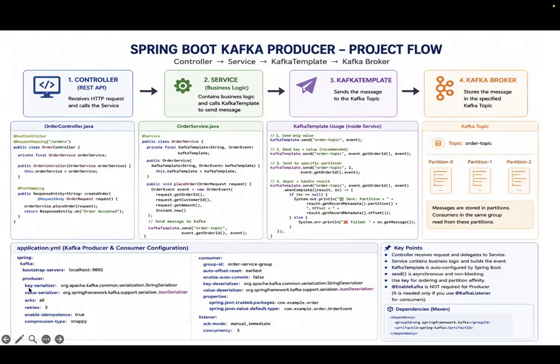This is the key serializer. This is for the key, and the value serializer is for the object. Mostly in microservices, there will be a JSON serializer. If it is a string, there will be a string serializer. Based on the object, the serializer will change.